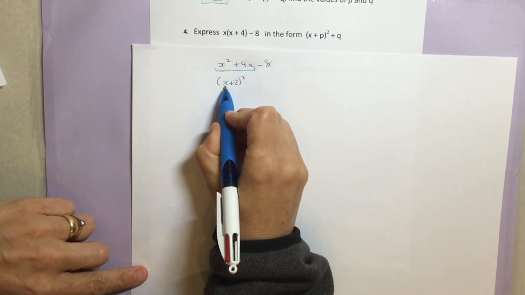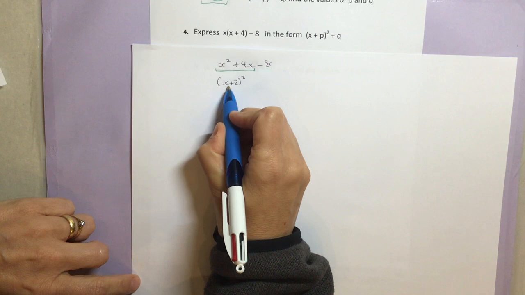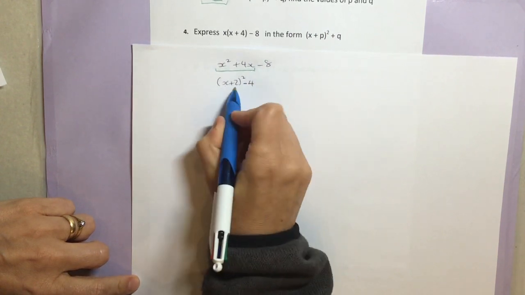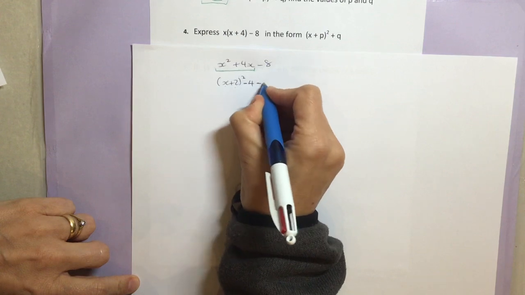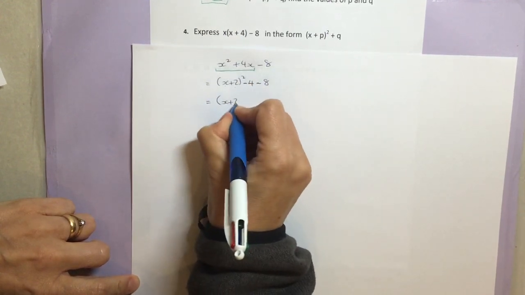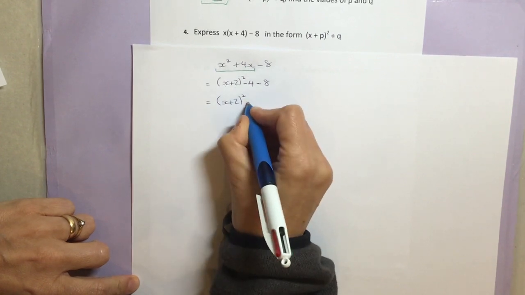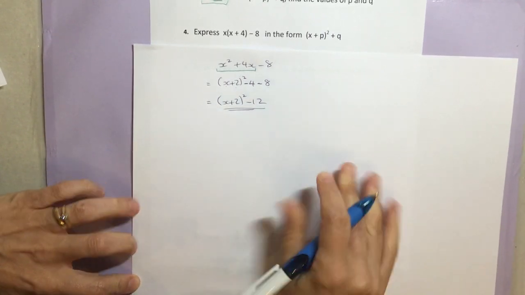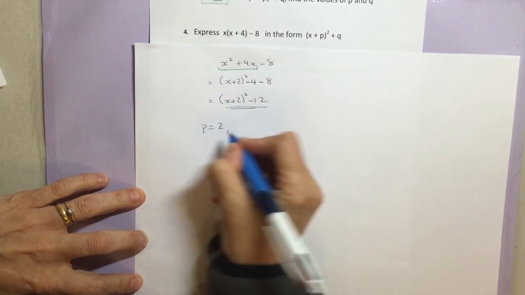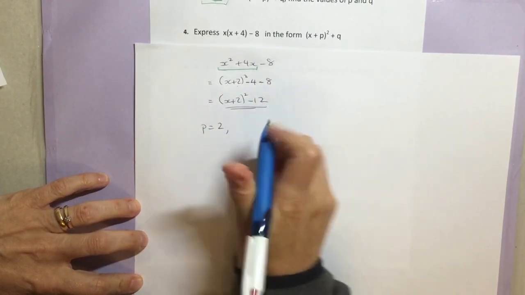That would give me x squared plus 2x plus 4. 2 times 2 is 4, so I need to take 4 off the end of that to make these things the same. Don't forget your minus 8 as well. So that's x plus 2 squared, minus 4 minus 8, is minus 12. And let's have a look at this. So p here would have been 2, and q here would have been negative 12.